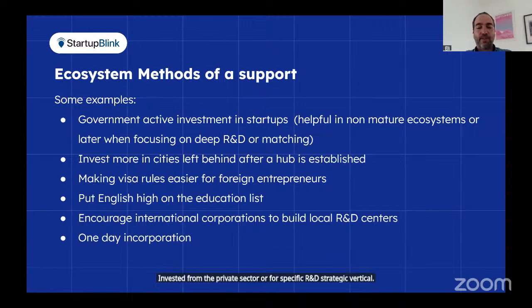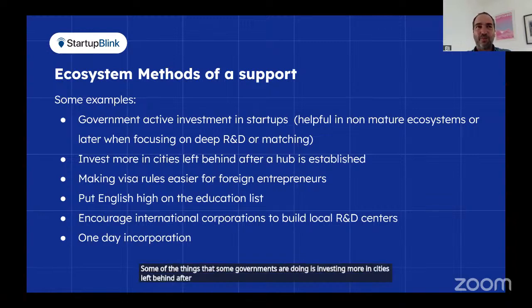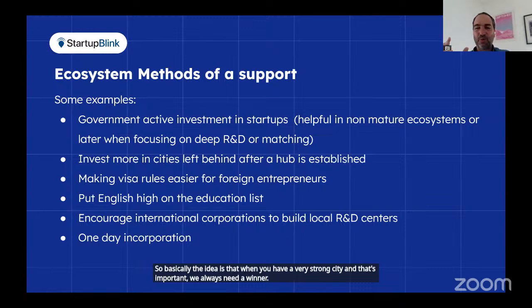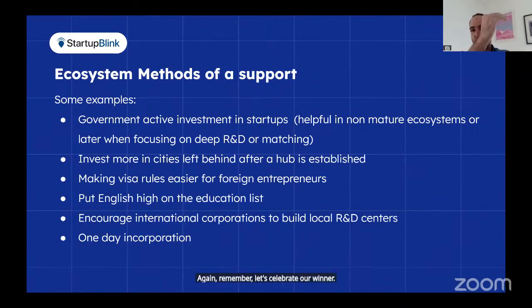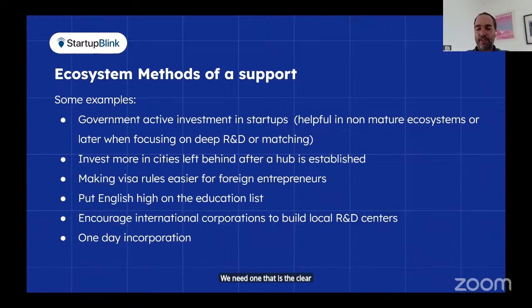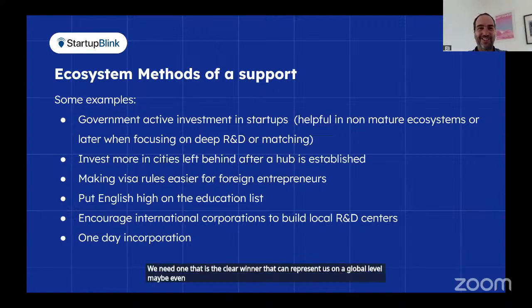And some of the things that some governments are doing is investing more in cities left behind after a hub is established. So basically, the idea is that when you have a very strong city, and that's important, we always need a winner. Again, remember, let's celebrate our winner. And in order to build a tower, we can't, let's say, share the success between all the cities and villages of our country. We need one that is a clear winner that can represent us on a global level, maybe even two or three if you're the United States or India.